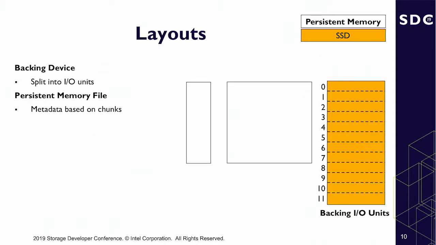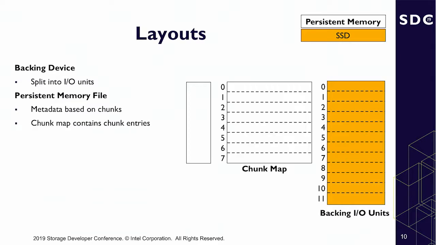And next we have the persistent memory file. The persistent memory file is split up into two main pieces. The first one is a chunk map. A chunk map contains what we call chunk entries. Go ahead and hit the next.